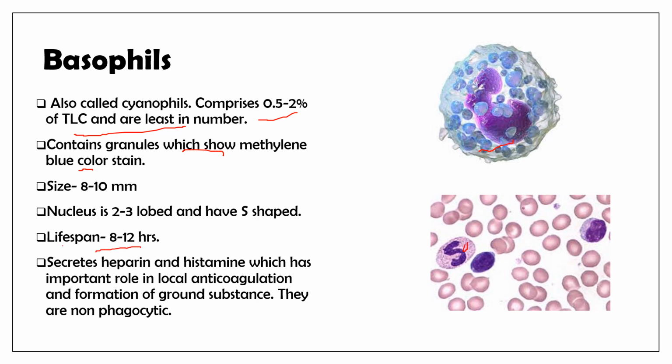And what are its properties? It secretes heparin and histamine, which have an important role in anticoagulation of the blood inside the body. So it doesn't allow coagulation of the blood inside the arteries and veins, and they are non-phagocytic in action.